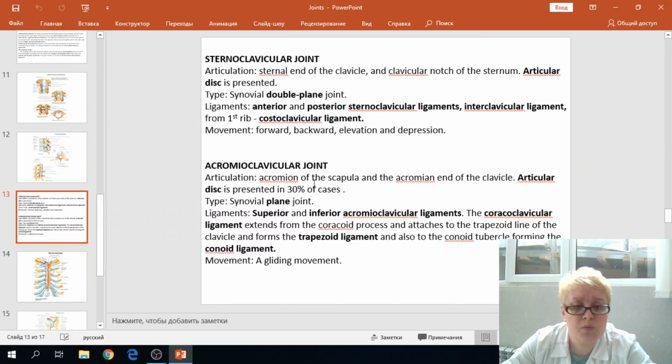Next joint, the acromioclavicular joint. Articulation: the acromion of the scapula and the acromial end of the clavicle articulate with each other. In 30% of cases an articular disc is present. The type of joint is a synovial plane joint. The ligaments are the superior acromioclavicular ligament, inferior acromioclavicular ligament, and coracoclavicular ligament, which extends from the coracoid process and attaches with the trapezoid line of the clavicle to form the trapezoid ligament, and also with the conoid tubercle forming the conoid ligament. The movement is gliding.